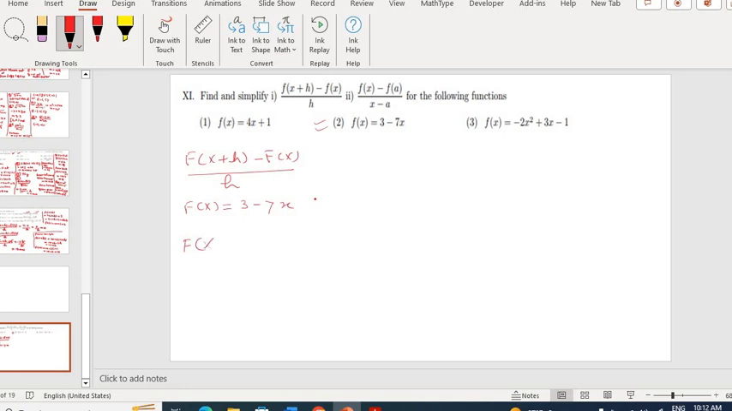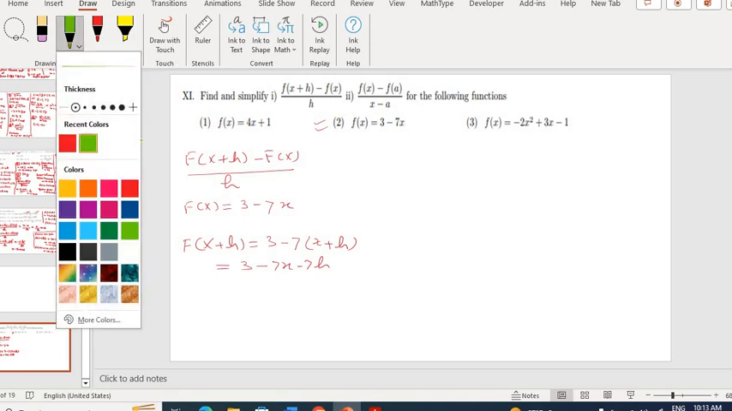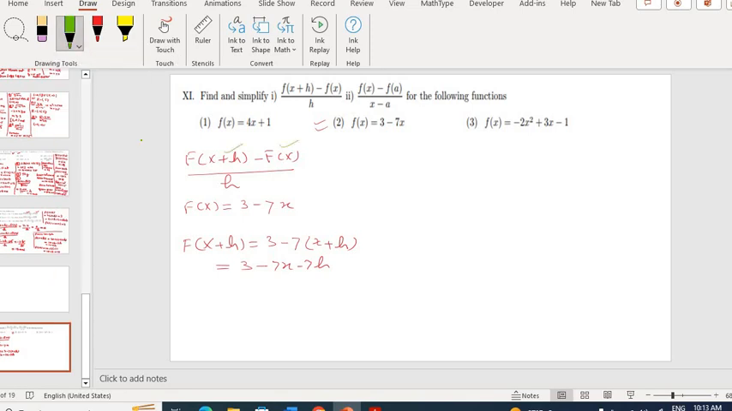I need f of x plus h. That means change the value: f of x plus h is 3 minus 7 times x, and x plus h is here, so change this one to x plus h and simplify. 3 minus 7x minus 7h. This is your f of x plus h. Now I need f(x), which is already given in this question. So therefore, I'm going to simplify it.